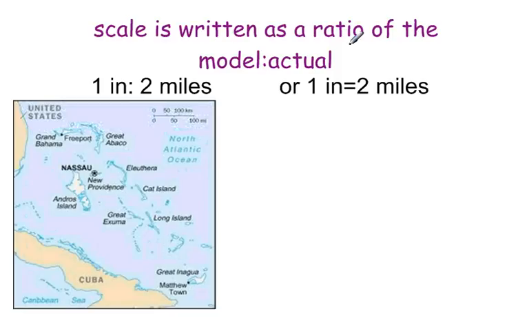Scale is written as a ratio, and it is always shown as the model to the actual. You could see it using the colon, 1 inch : 2 miles, or you could see it with an equal sign, 1 inch = 2 miles. And on all maps, you will see a scale so that you could figure out the actual distance. For these islands down here in the Bahamas, you could figure out how long they are from end to end using this scale.